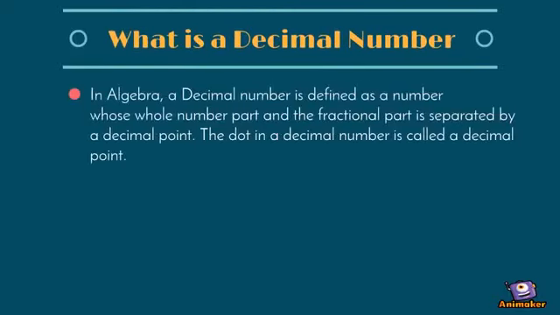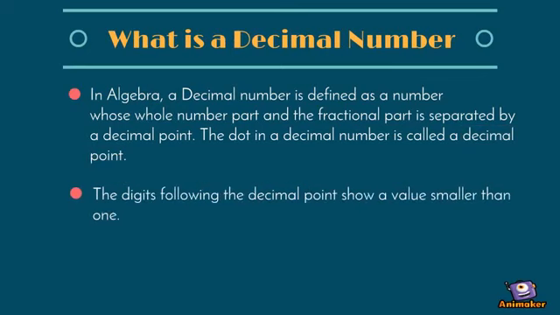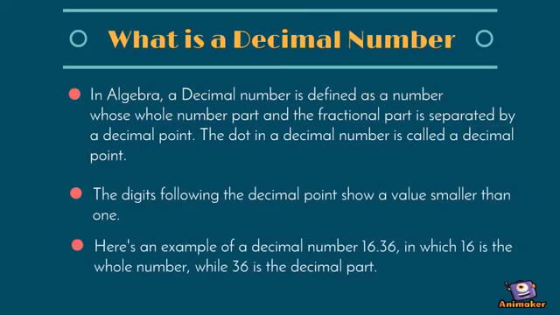In algebra, a decimal number is defined as a number whose whole number part and fractional part are separated by a decimal point. The dot in a decimal number is called a decimal point. The digits following the decimal point show a value smaller than 1. Here's an example of a decimal number, 16.36, in which 16 is the whole number, while 36 is the decimal part.